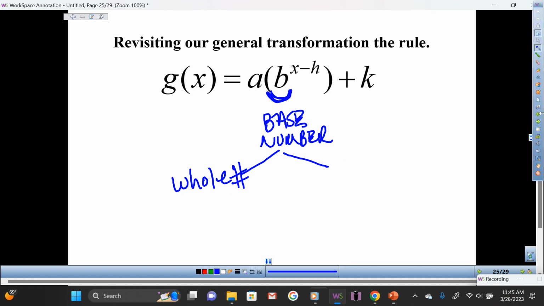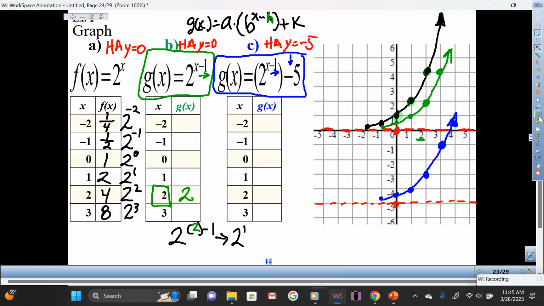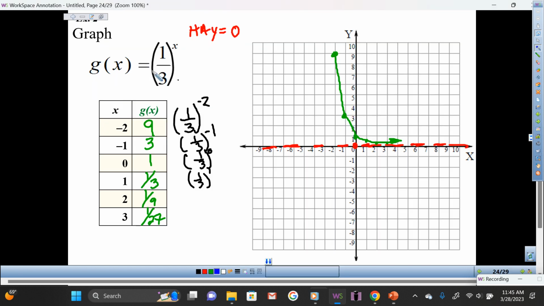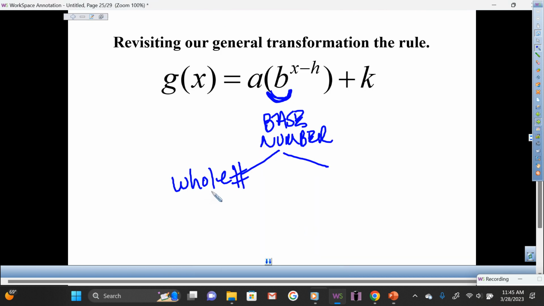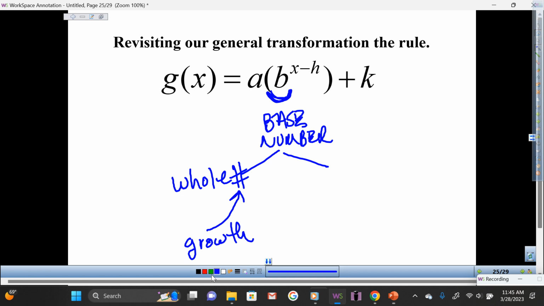All right, let me go back to the previous one. Some of you were a little bit distracted. Here it goes. The base was 2, and it went up. This one, the base was a fraction, and it went down. Therefore, if it's a whole number, it goes up. That is correct. In other words, the word we use is growth.